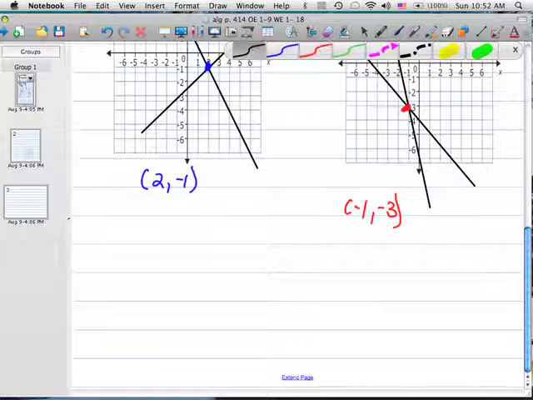Problem number 8. If a system has no solution, what do you know about the graphs? Well, if you go back to our information or your notes, if it has no solution, then the lines are parallel.